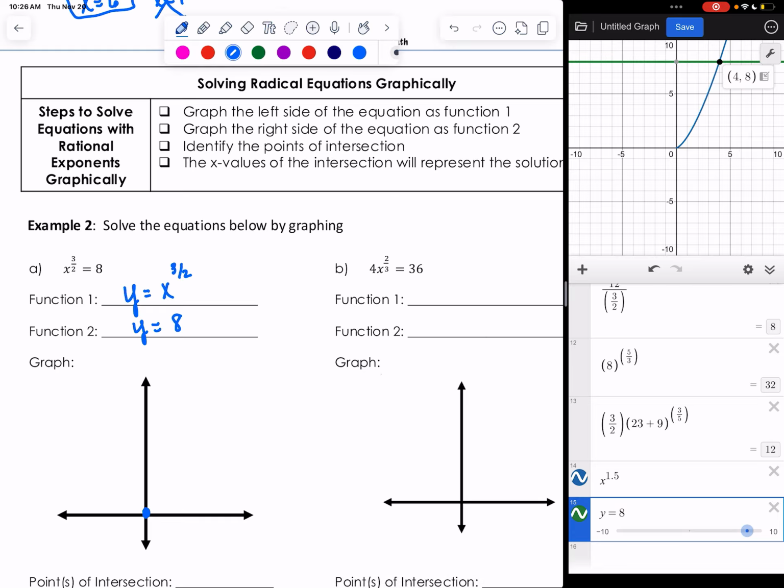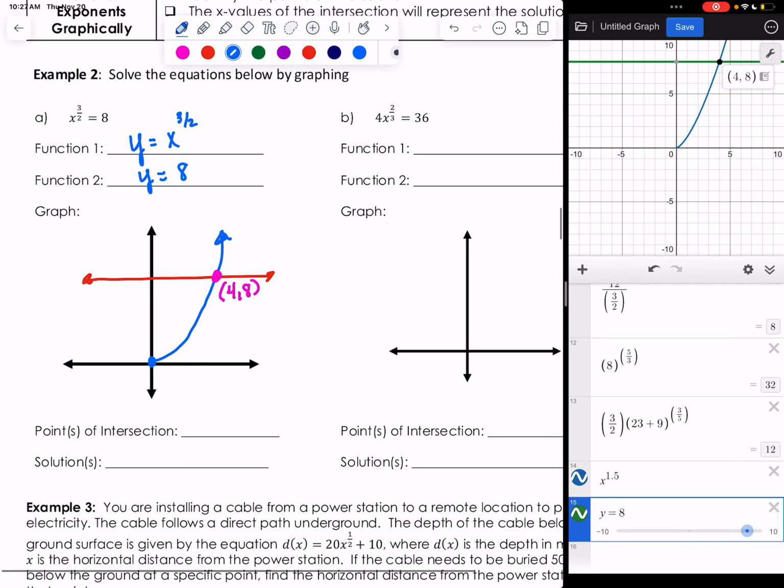So my first function kind of went like this. Then my second function kind of went like this, y equals 8. Then they intersected right here at 4, 8. So my point of intersection, we only had one in this problem, so I know there's only going to be one solution. My point of intersection is 4, 8.